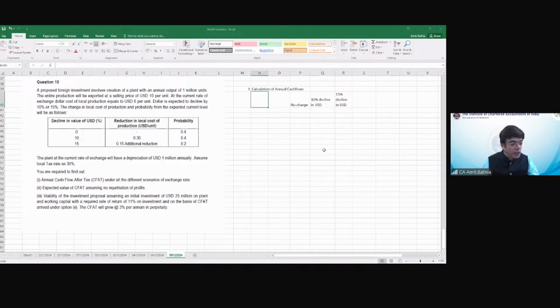Now you have to start calculating what will be the sales, right? So first of all, my annual sales will be how much? What are my unit sales? I am told it will be 1 million units of annual output, right? The very first line. So 1 million output. So this will be 1 million, that is 10 lakhs, right? Into what is the price at which I am going to sell? $10. So I am going to first of all compute for the first one, which is no change. I'll complete that one to make my life easier.